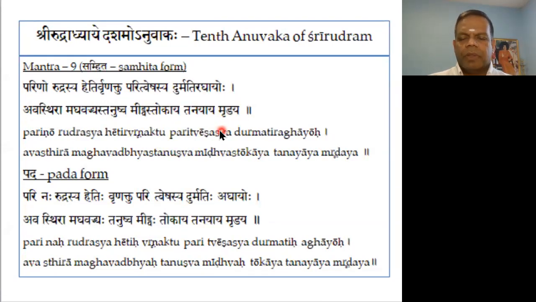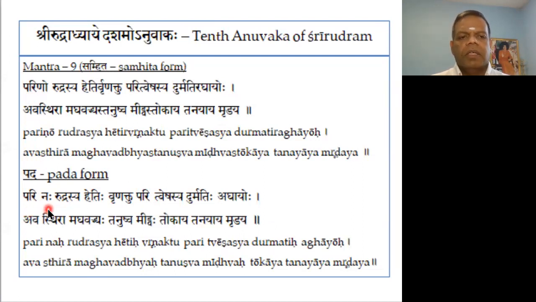We'll look at the breakup of words. We'll remove the sandhis, and that is the pada form. Each pada we are looking at separately. So the first word is parino. It comprises of two individual words, pari and naha.